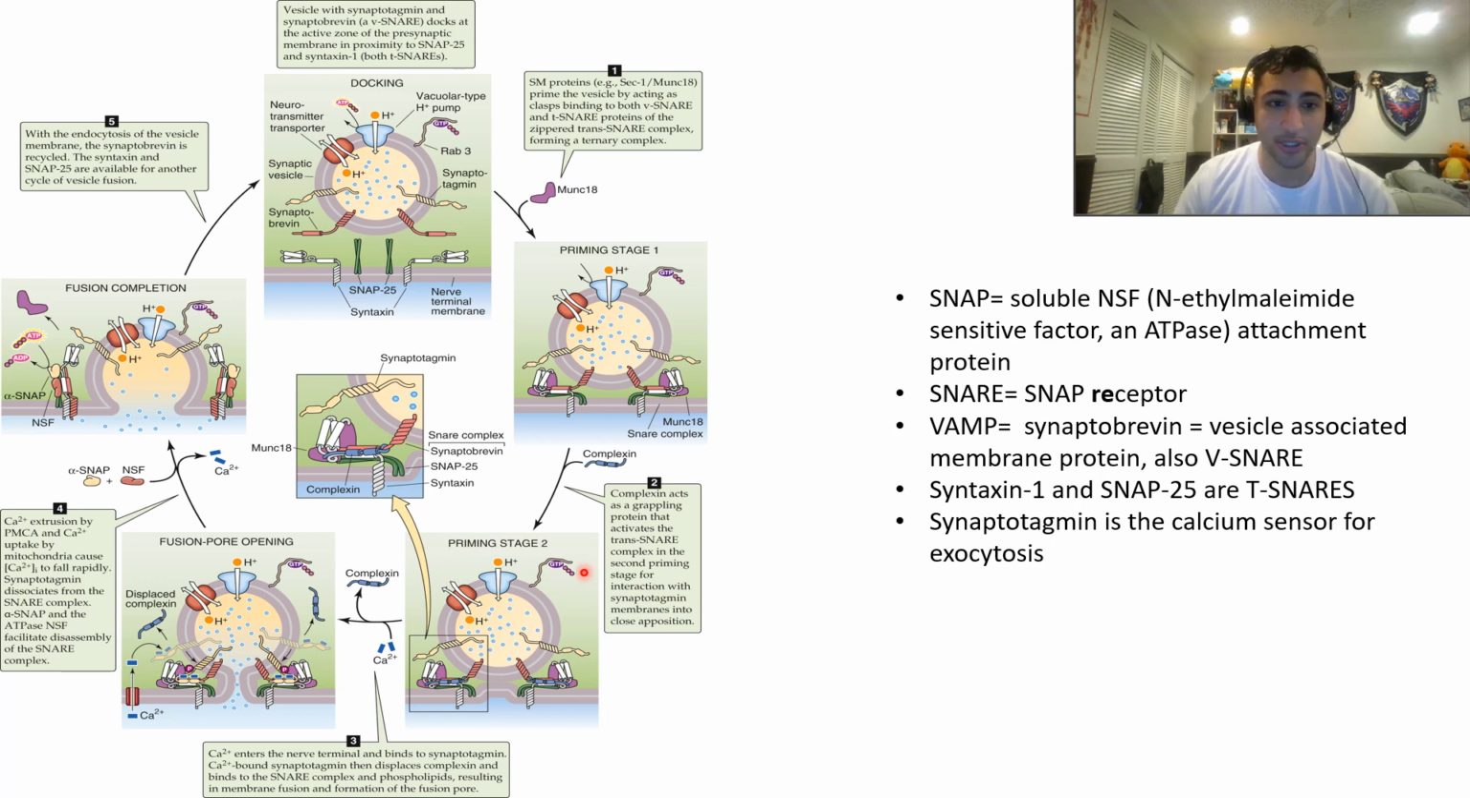This is priming stage 2. Unless synaptotagmin senses calcium, nothing is going to happen. You can see the complexin is right here. It's kind of like a lock. You can see it's just wrapped around this. Nothing more is going to happen. All right?